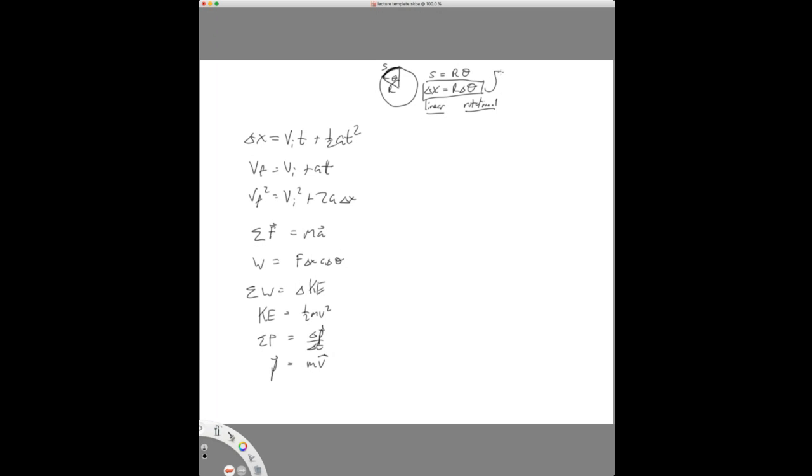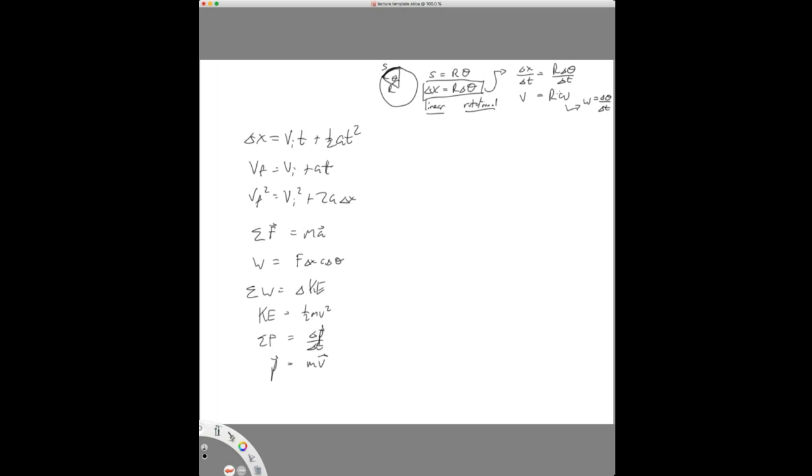And all we have to do to see that that's the key is divide it by delta t on both sides, because delta x over delta t is velocity. And that would give me r times what we can call omega, where omega is defined as delta theta over delta t. So velocity we know about, displacement over time.